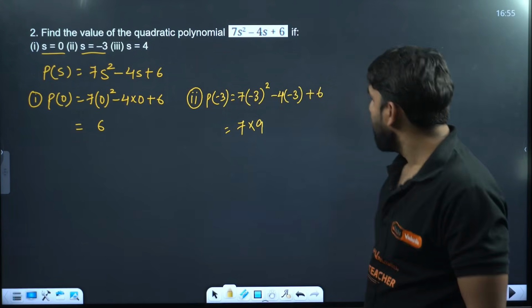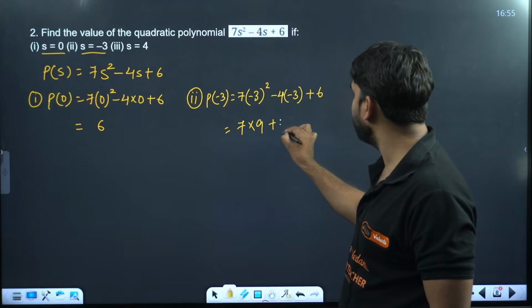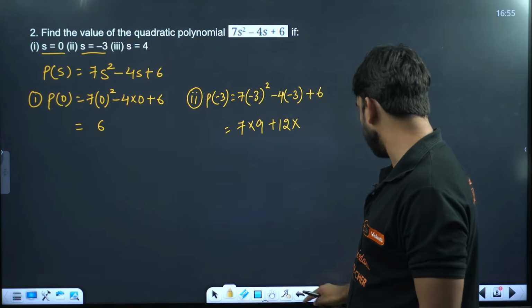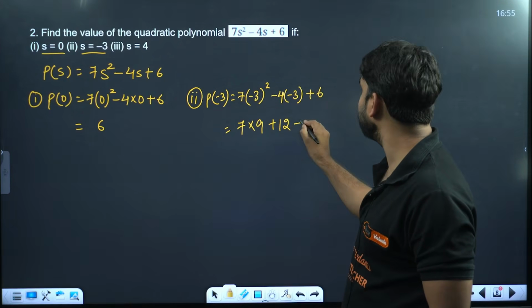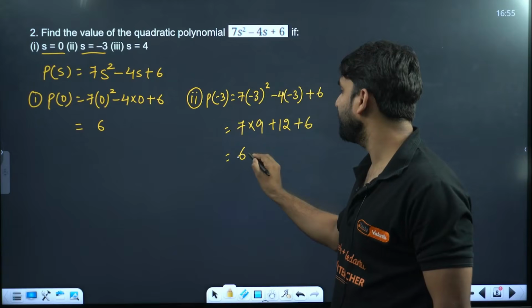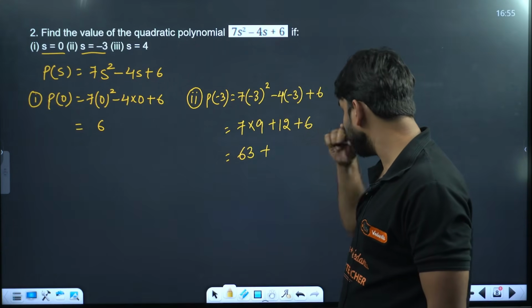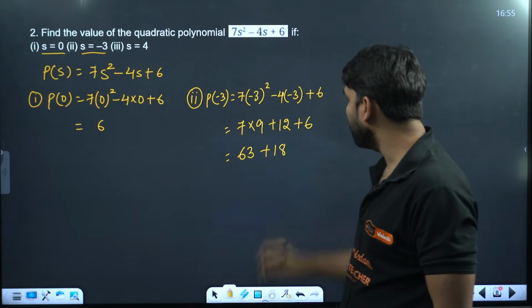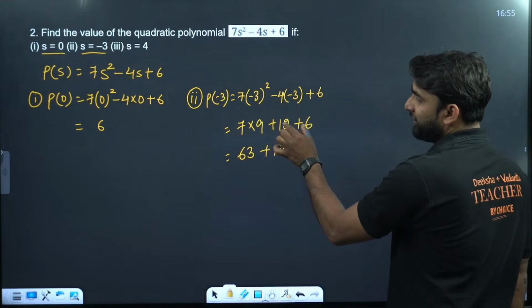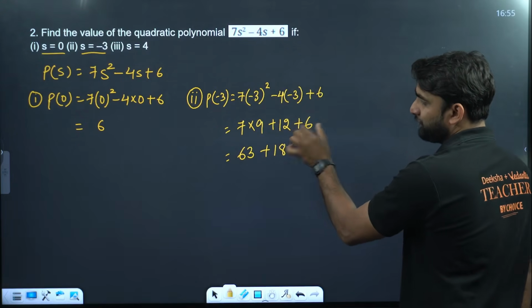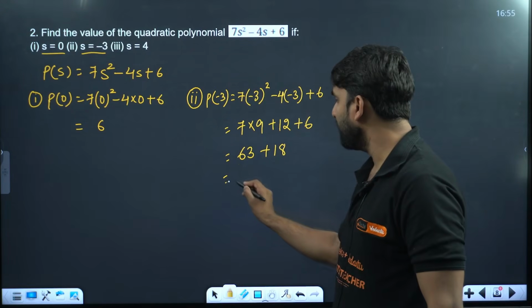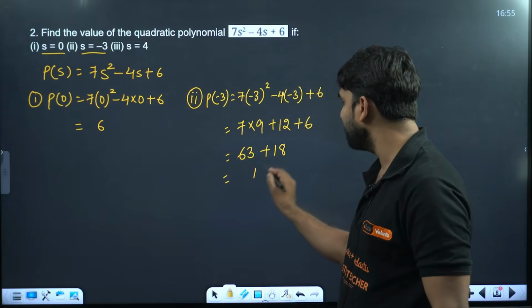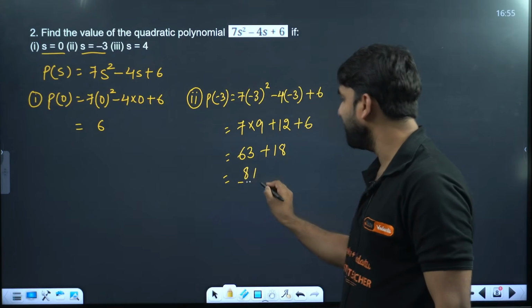Okay. Now, minus minus plus will be 12 into 12 plus, this is plus 6. So 9 7 is 63 plus this 12 plus 6, which is 18, right? 7 9 is 63 plus 12 plus 6. So plus 12 plus 6 will be 18. Now we can write here 8 3 11, 1 carry 7, 1 7 and 81 is the answer.